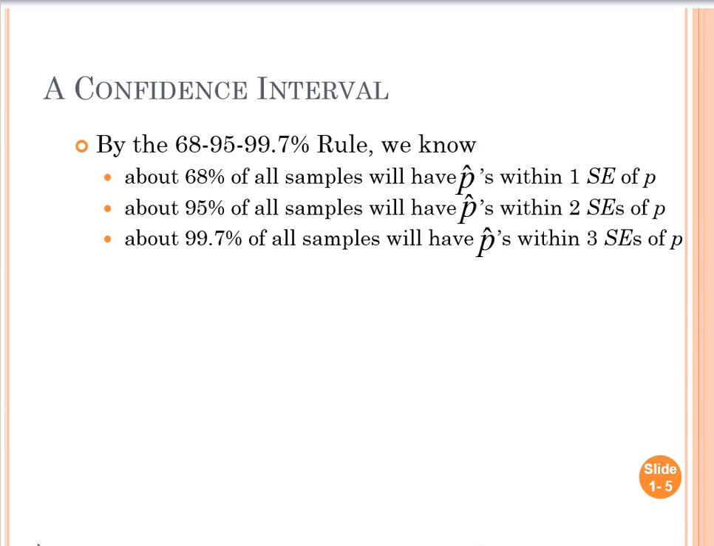Again, the rule that allowed us to construct the confidence interval is the 68, 95, 99.7 rule. That says that 68% of all samples have to be within one standard error of that true proportion. 95% of all samples have proportions that are within 2 standard errors, and 99.7% of samples will fall within 3 standard errors of the true proportion. So we're using this rule and the fact that we're repeatedly sampling to create our confidence.